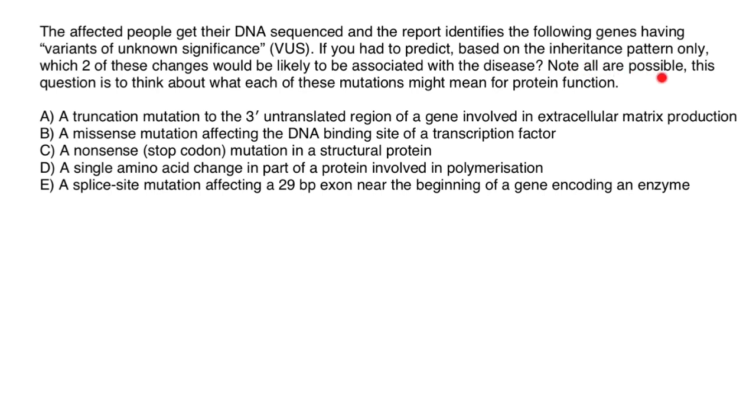Note that all are possible. This question is to think about what each of these mutations might mean for protein function. Variant A, a truncation mutation to the 3' end untranslated region of a gene involved in the extracellular matrix production.